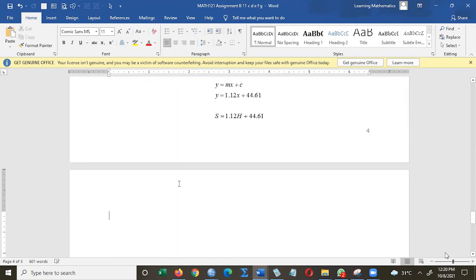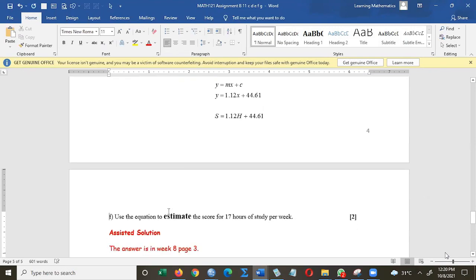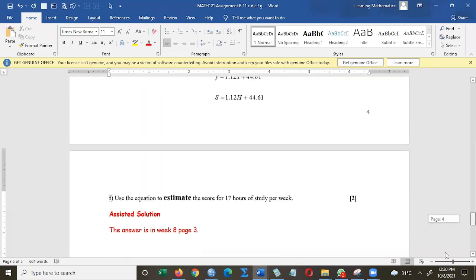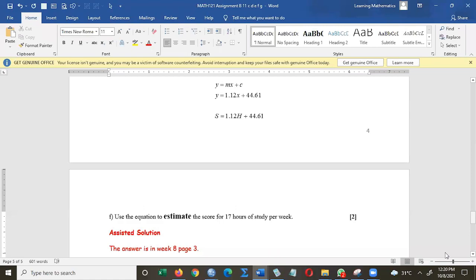Okay, so let's go to part F, sorry. It says use the equation to estimate the score for 17 hours of study per week. So what if you study for 17 hours? What will be the score? That is the purpose of the equation. You can use the equation to predict, to project, to forecast, to anticipate. And that's what is happening every day.